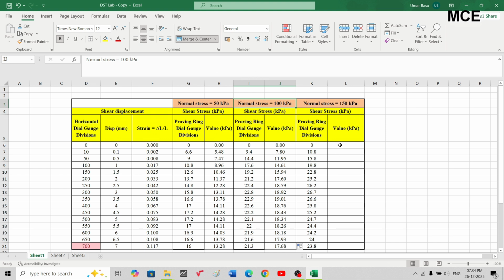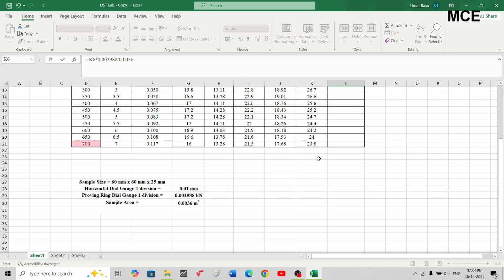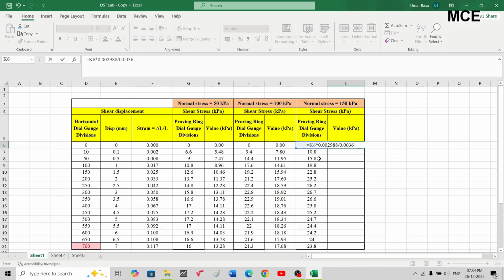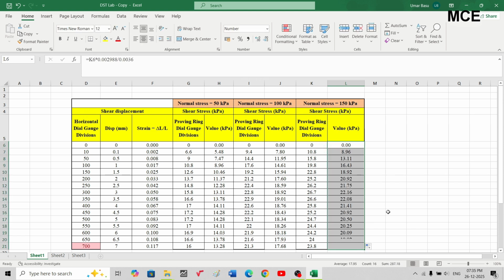And finally, for the third normal stress of 150 kilopascal, select the proving ring dial gauge reading, multiply it with 0.02988, divide it by 0.0036. You will get the value of the proving ring dial gauge divisions in kilopascal. Select it and drag it till the last row. You will get the value of shear stress in kilopascal.